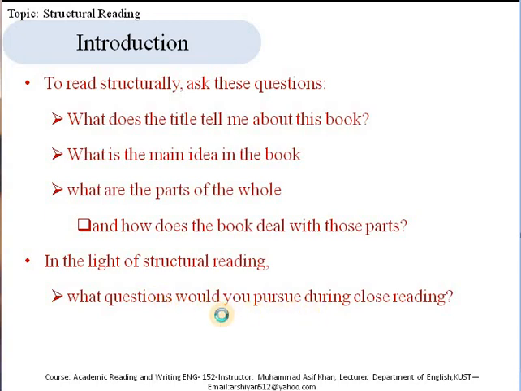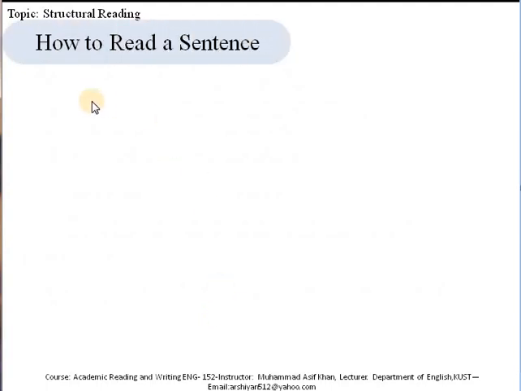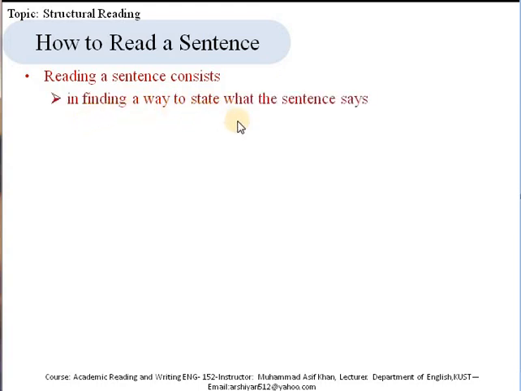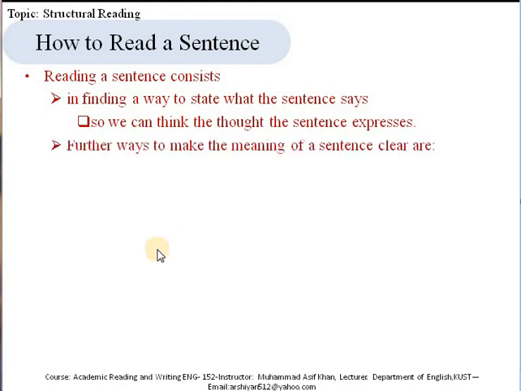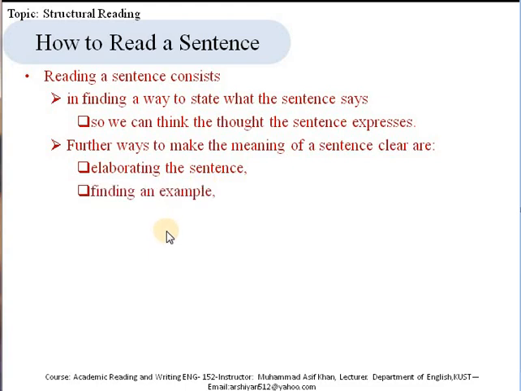Now we are going to start with how we should read a sentence. First of all, reading a sentence consists in finding a way to state what the sentence says, so we can find the thought the sentence expresses. Further ways to make the meaning of sentences clear are elaborating the sentences, finding an example in real life that connects to the idea of that sentence, and then illustrating the meaning of that sentence.